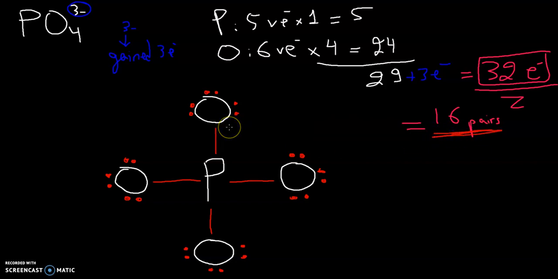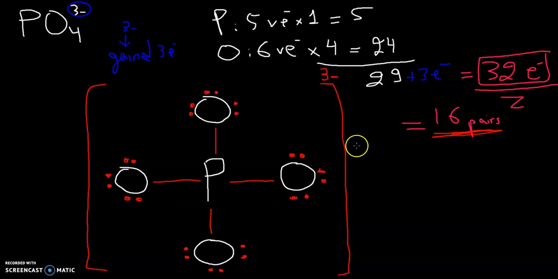So this is your Lewis dot structure of PO4 3-. Don't forget, because it has a 3-, I will put it between these brackets and indicate the charge on top, which is 3-. So this is your Lewis structure. If you want to count the electrons, you will notice that each oxygen has 8 valence electrons, and the central phosphorus also has 8 valence electrons.